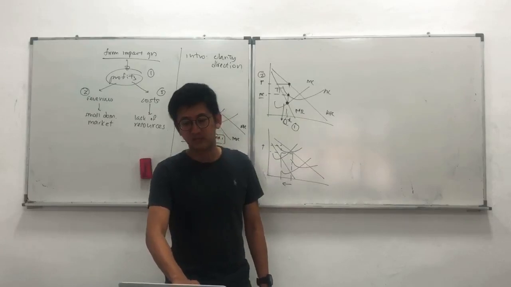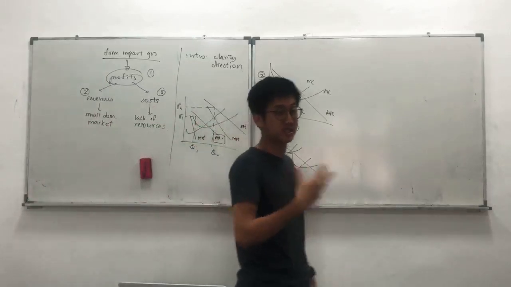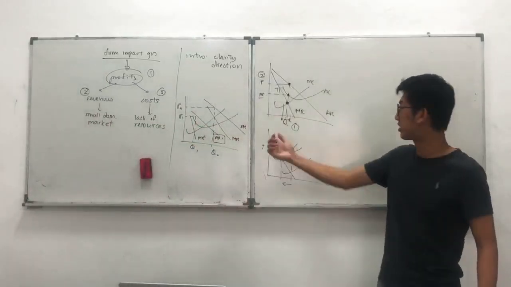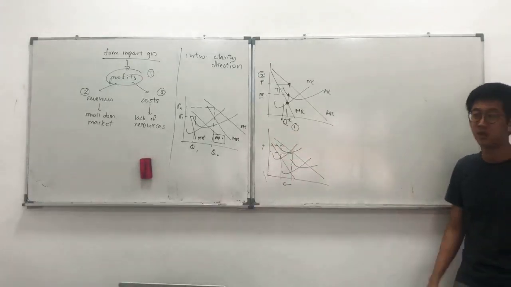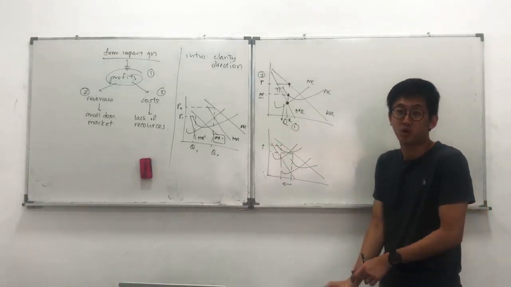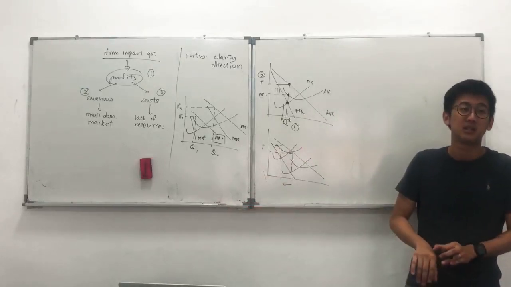So the main idea is very simple, because your AC and MC are shifting. So the change in total cost will be more significant than your change in total revenue, because we're just moving along the demand curve here, but my entire cost is shifting up. So the impact is likely to be disproportionate. You don't have to prove it, you just have to know that that's going to be the case.